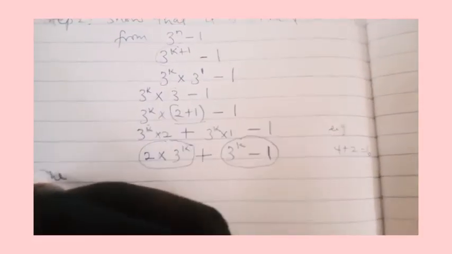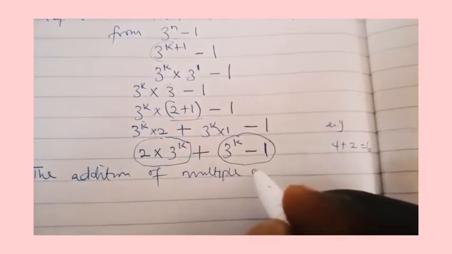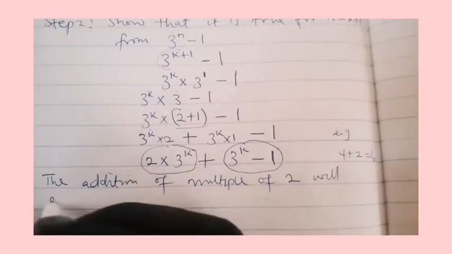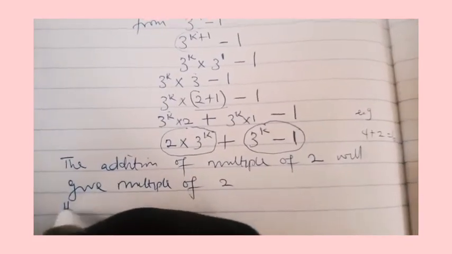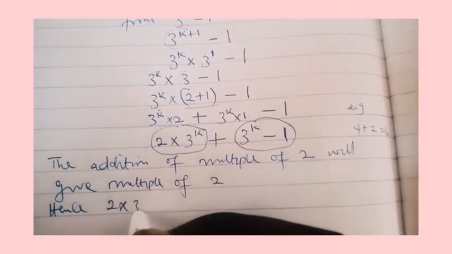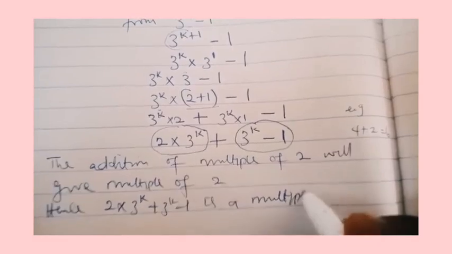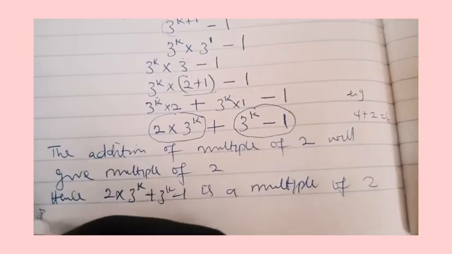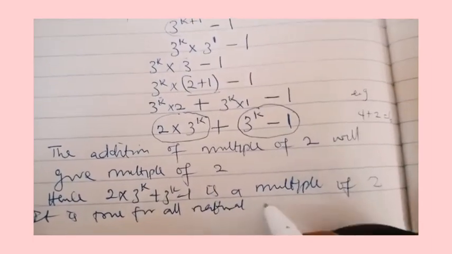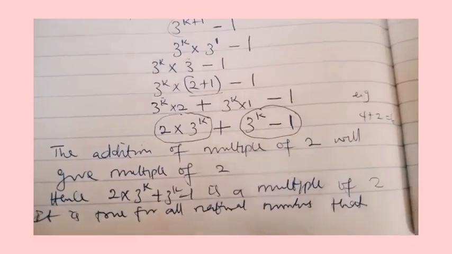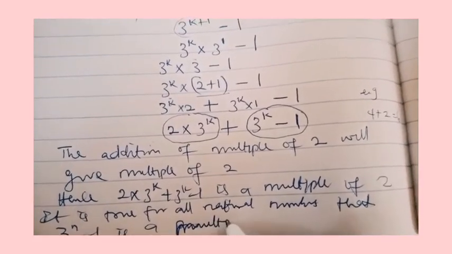So we can conclude the addition of multiples of 2 will give a multiple of 2. Hence, our conclusion: 2 times 3 to the power of k plus 3 to the power of k minus 1 is a multiple of 2. It is true for all natural numbers that 3 to the power of n minus 1 is a multiple of 2.